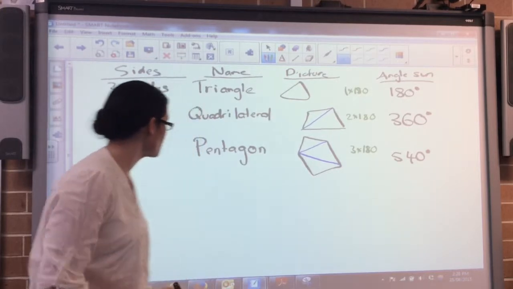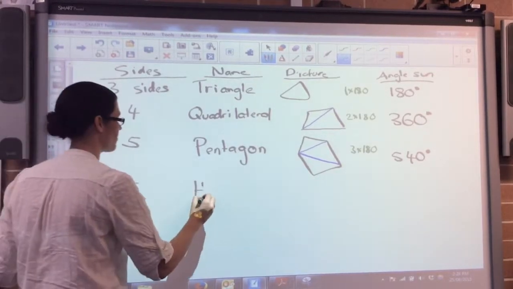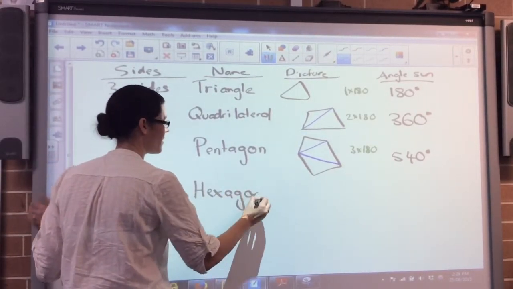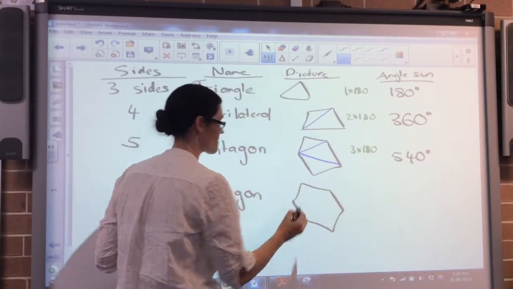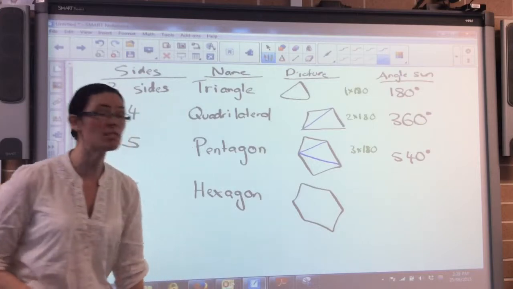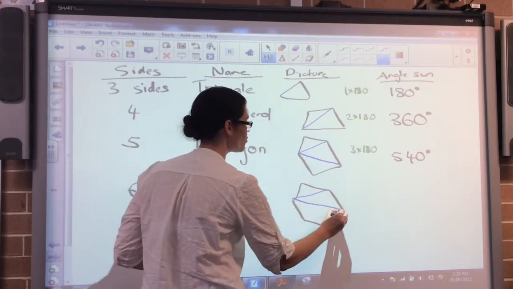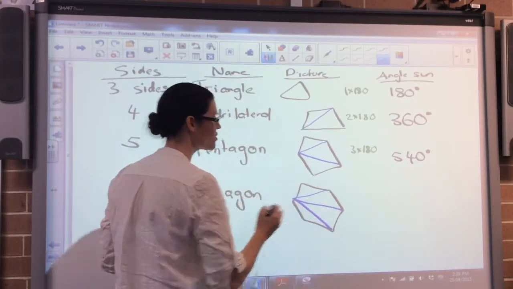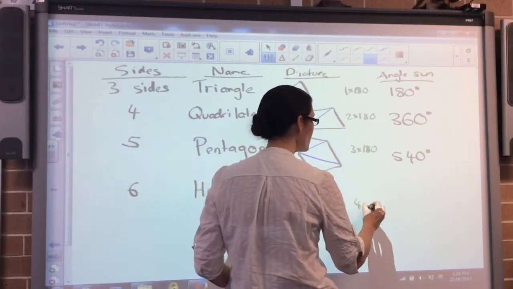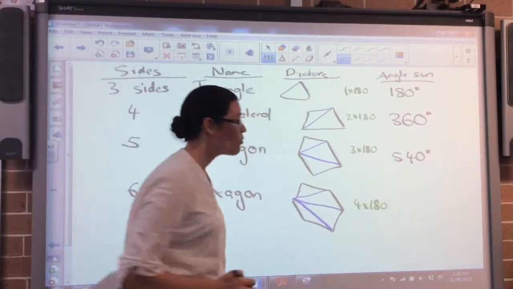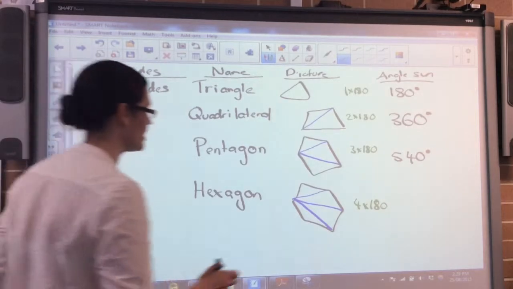Alright, what's the next one called? 6 sides. A hexagon. Okay, so if I draw a hexagon with 6 sides, and I'm going to split it into triangles again, so I can create 1 triangle, 2 triangles, 3 triangles, 4 triangles. Okay, so I've got 4 lots of 180. What's 4 multiplied by 180? 720.